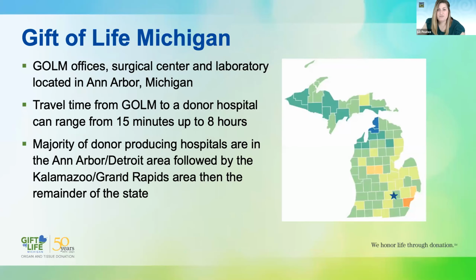Now, talking about the specifics of our area, the Gift of Life office, surgical center, and laboratory, our start here on the map, is located in Ann Arbor, Michigan. Travel time from our office to a donor hospital can range anywhere from 15 minutes to 8 hours. The majority of our donor producing hospitals are located in the Ann Arbor, Detroit area, followed by the Kalamazoo, Grand Rapids area, then the remainder of the state.